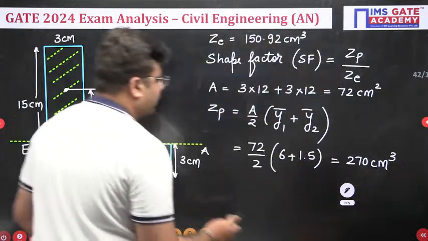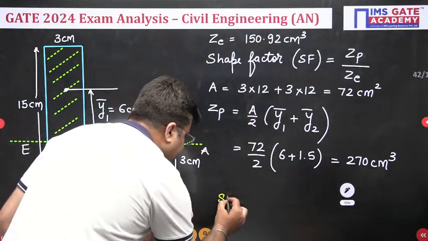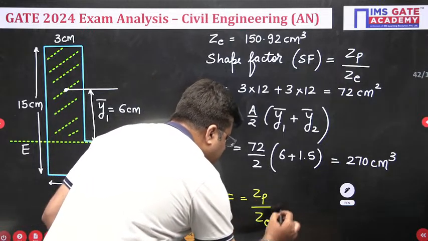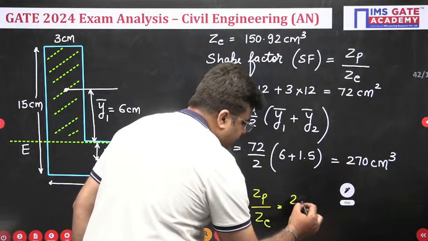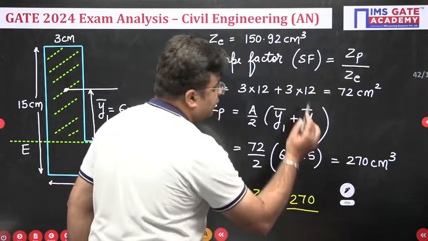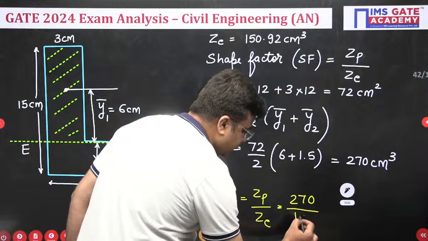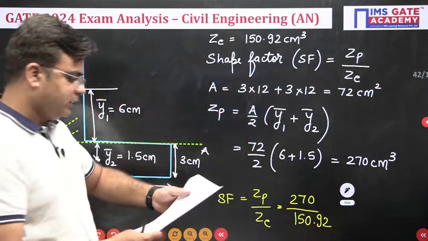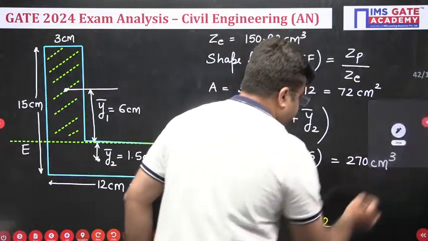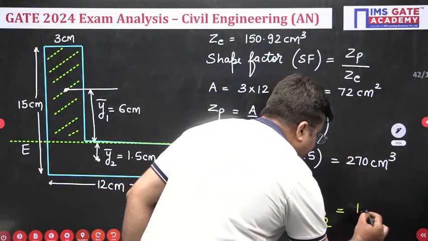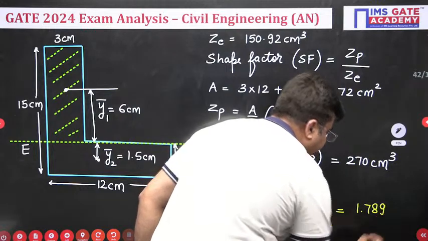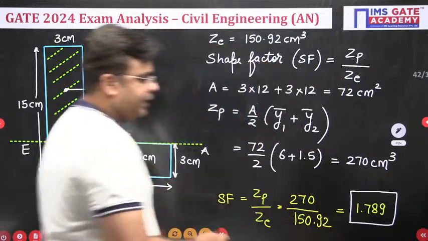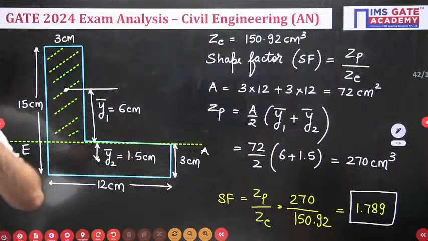Now from here you can calculate the shape factor. So shape factor is equal to ZP by ZE. ZP is 270, divided by ZE, which is 150.92, given to you. So from here you can calculate the shape factor, and this will come out as 1.789, and this is my final answer, 1.789, right? So like this you can solve this question.